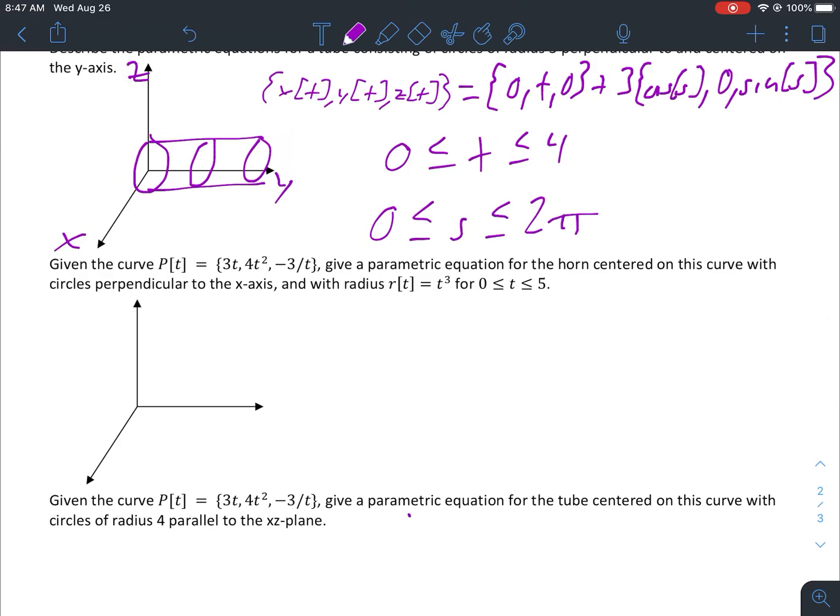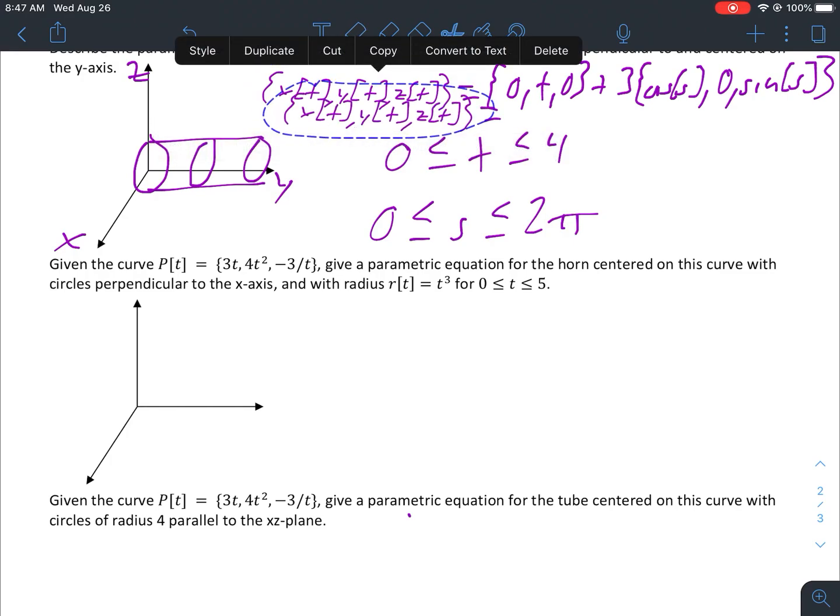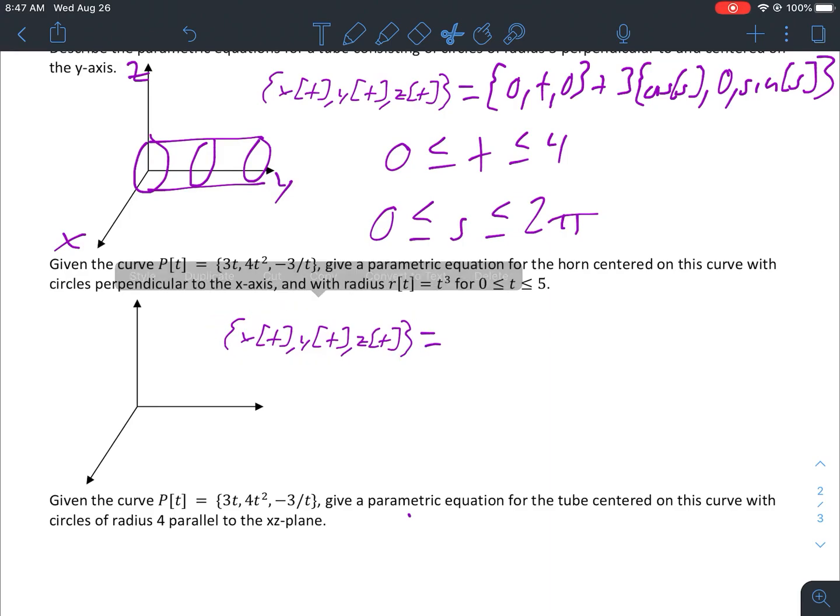All right, the next one, we're not going to really get into plotting this too much here because that would be a pretty crazy one to plot, but we will give parametric equations for a horn centered on that curve. So I'm going to copy this here. X, Y, Z of t. That's going to equal, but we're not going with 0, t, 0 this time because it's not a tube anymore, it's a horn. So we're going to use our p of t equation. So 3t, 4t squared, negative 3 over t.